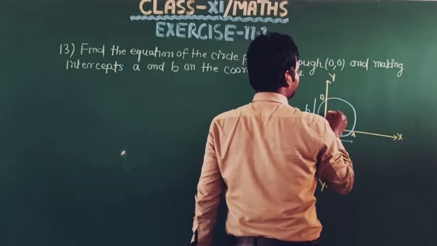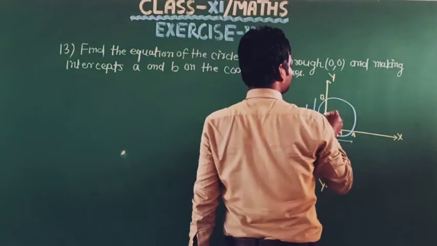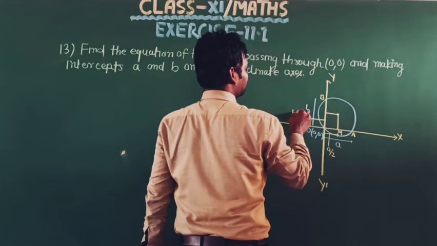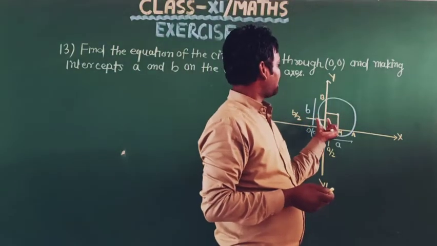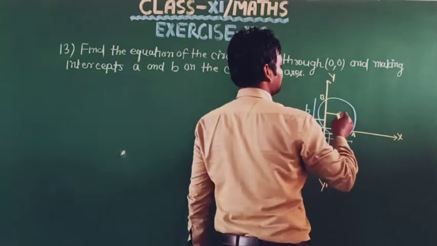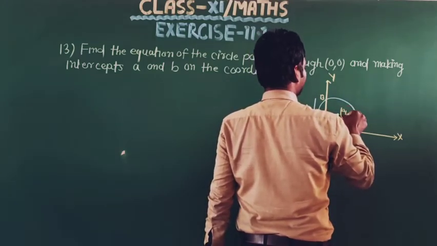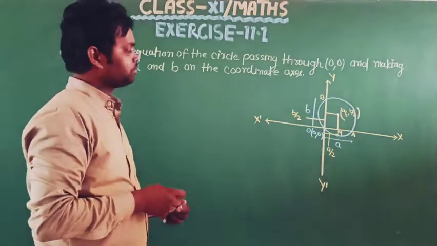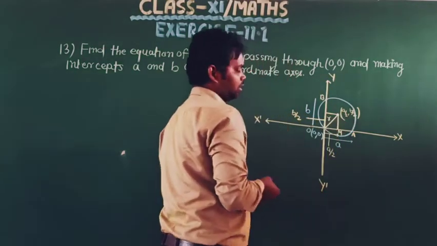Again, another perpendicular on the y axis. The whole is B, so therefore this will be B by 2. Similarly, here OB is a chord of the circle and the perpendicular from the center bisects the chord. So the center will be A by 2, B by 2, and suppose the radius is r.